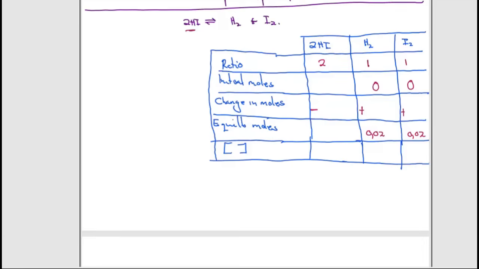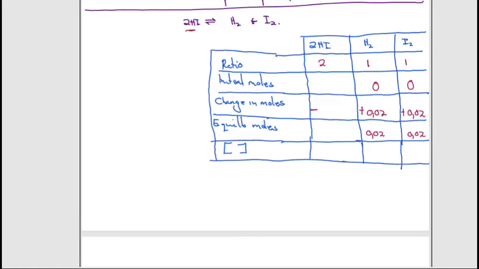In terms of that, I can even ask, since we started with 0 and now we're having 0.02, what does that mean? It means we added 0.02. And then here we started with 0, now we're having 0.02. Therefore, it means I also added 0.02. Then having said that, now we are supposed to look at the concentration, right?